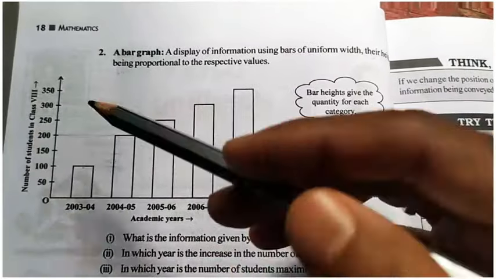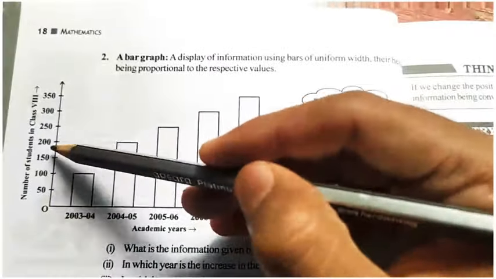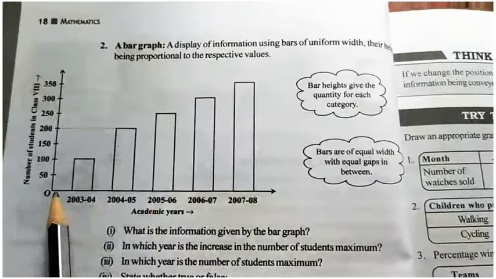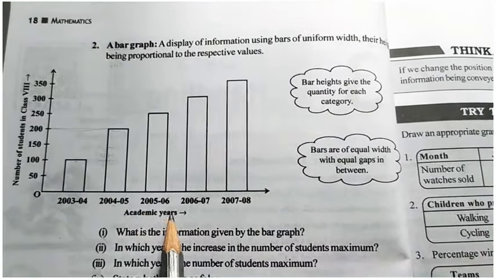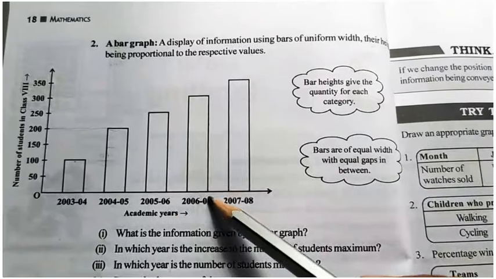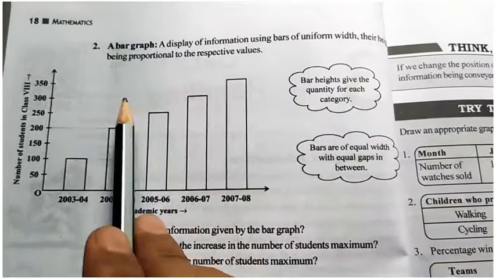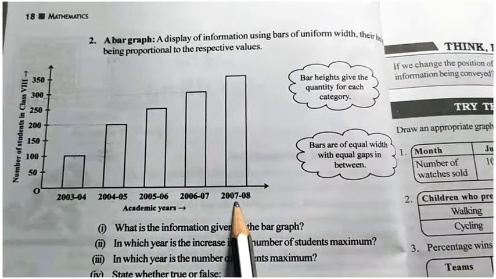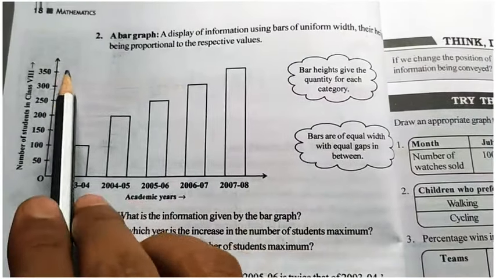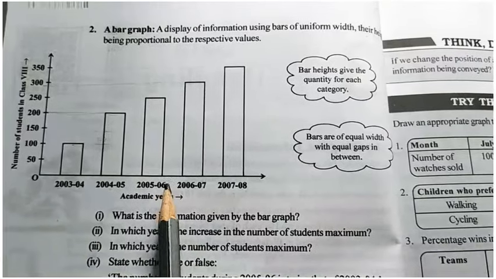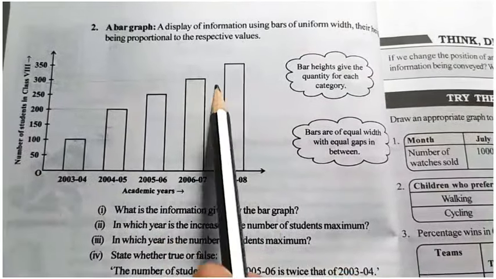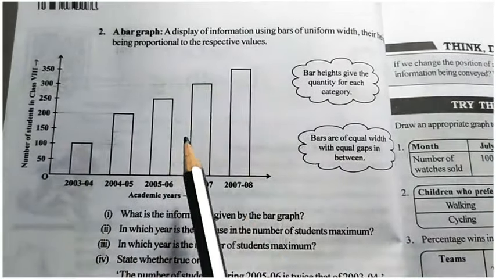The vertical axis gives the number of students in class 8th. The horizontal line gives us academic years. In 2006 and 7, if you check, there will be 300 students. In 2007 and 8, there will be 350 students. So by studying this graph, now we have to answer the questions.